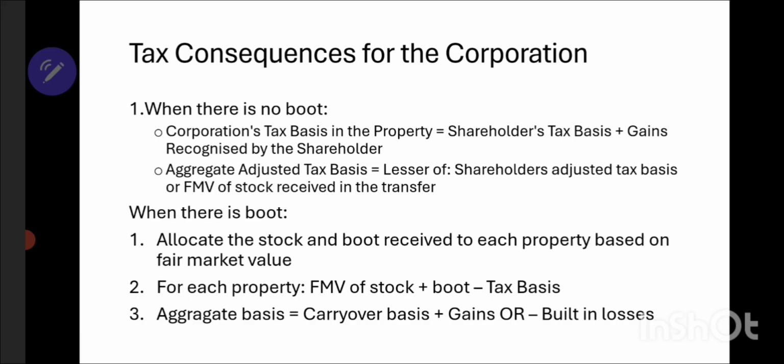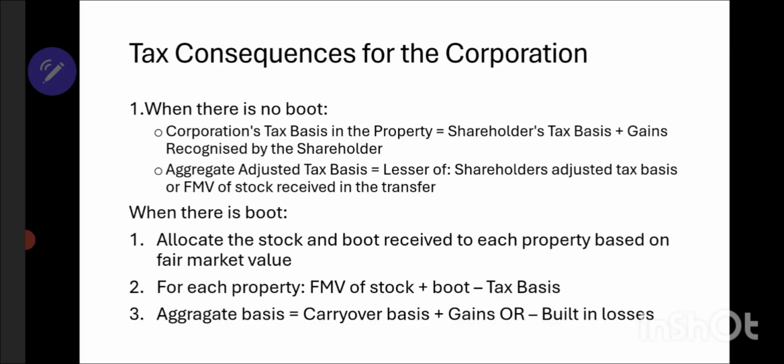Okay, tax consequences for the corporation. Corporation's basis in the tax property equals our shareholder's tax basis plus the gains recognized by the shareholder. That should be almost intuitive, since the shareholder's tax basis plus the gains recognized by the shareholder would give us a tax basis that would not allow us to be double taxed, right? So if the shareholder has already paid gains taxes on that transfer of property, we don't want to have to pay them a second time, right? So that's all that is.